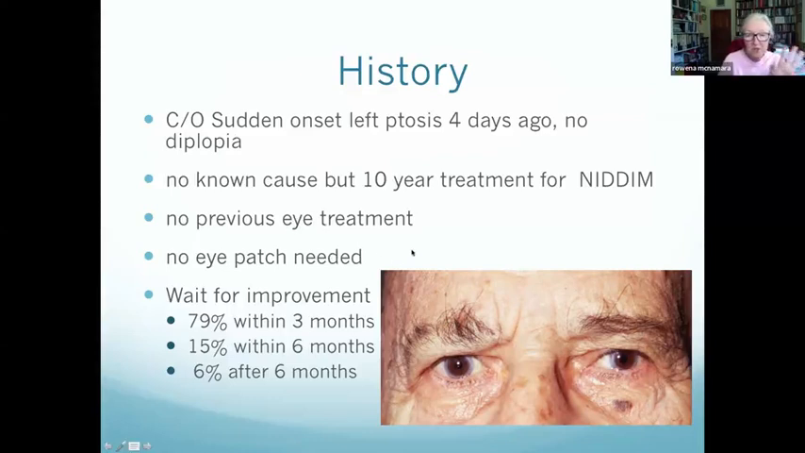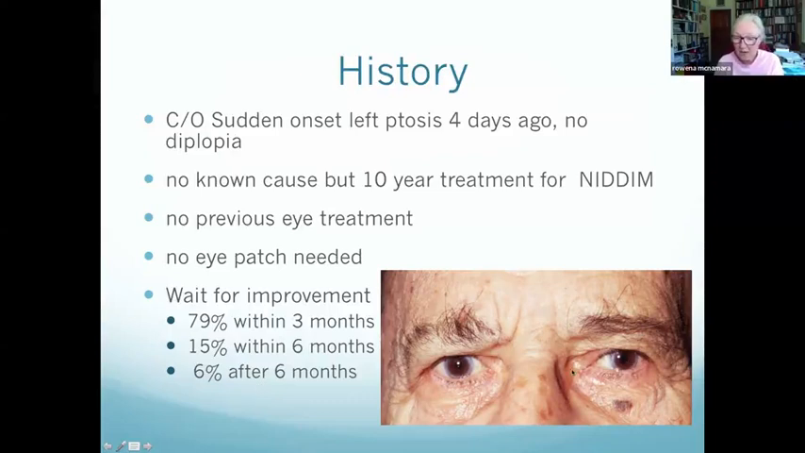So we just reassured him that in most cases this is going to go away by itself, and indeed in nearly 80% of patients with diabetes, this muscle palsy will go away within 3 months. Some of them will still improve after 6 months, and a few after even longer, 6 to 9 months.